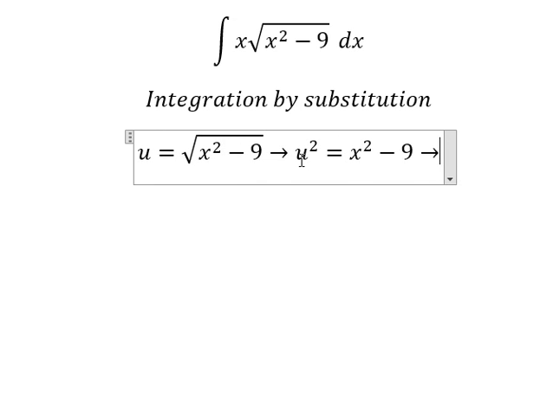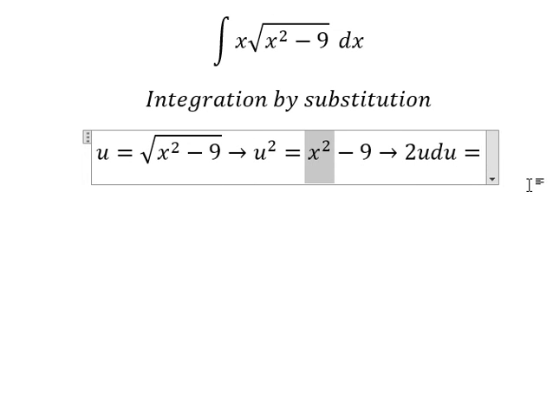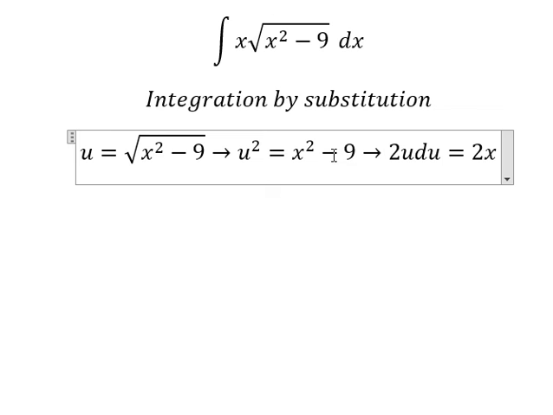Next, we need to do the first derivative for both sides. First derivative of u square, we have 2u du. Similar for this one. First derivative of negative 9, this is a constant, so you get 0.